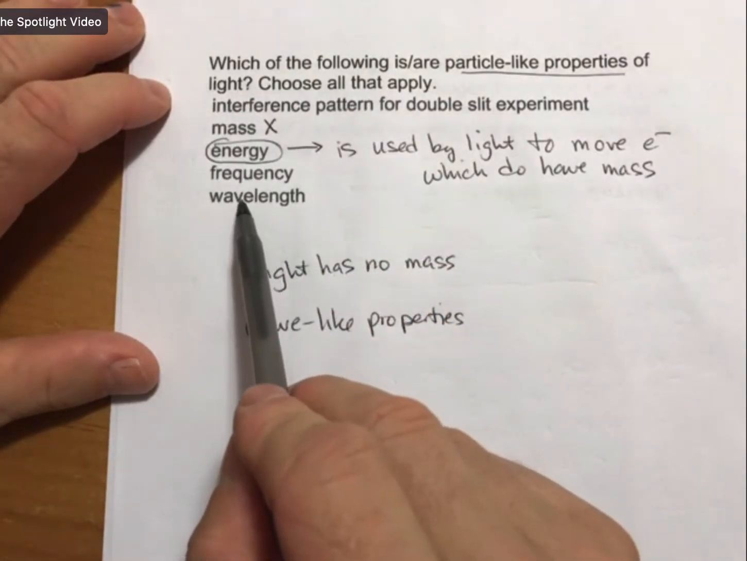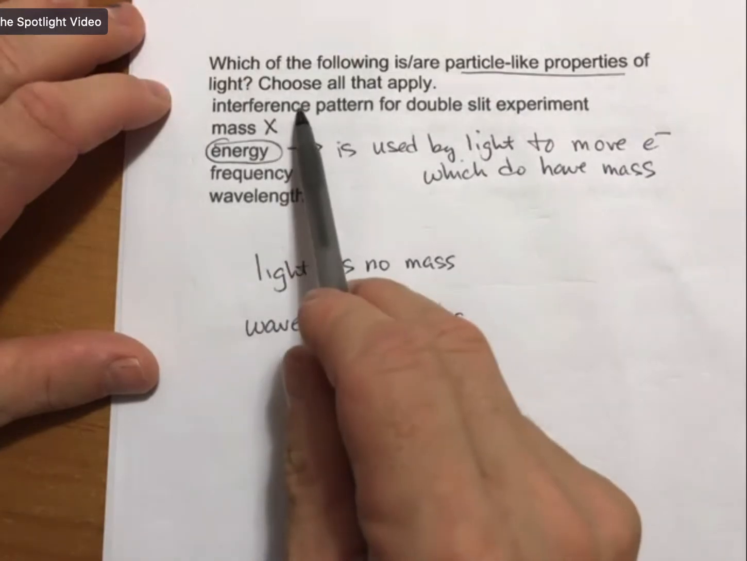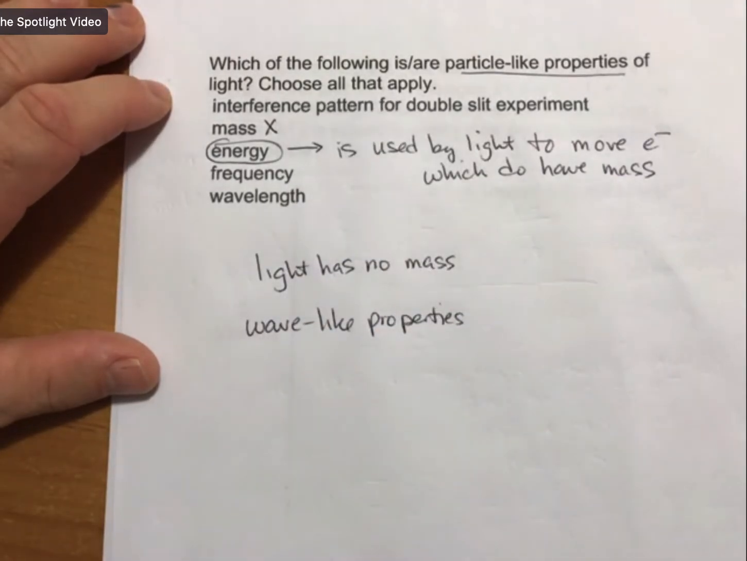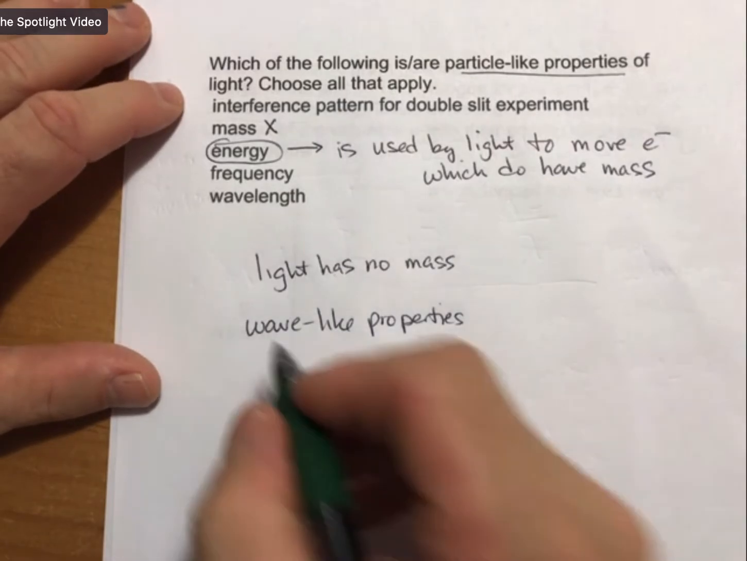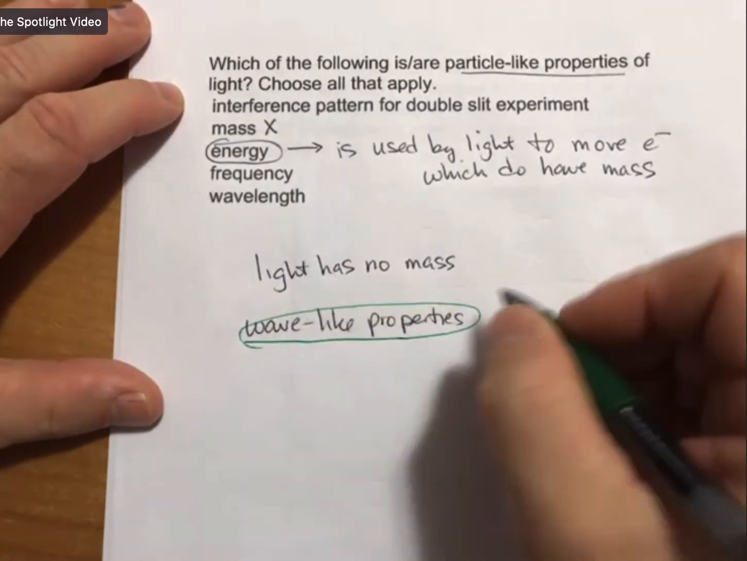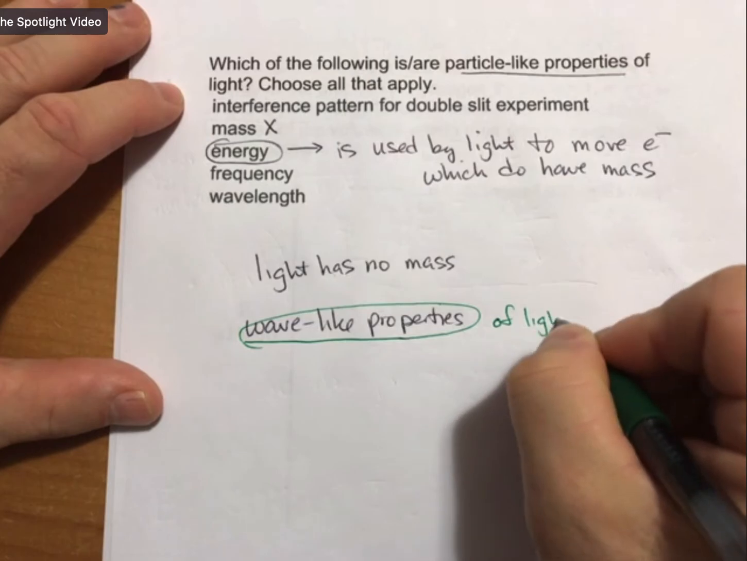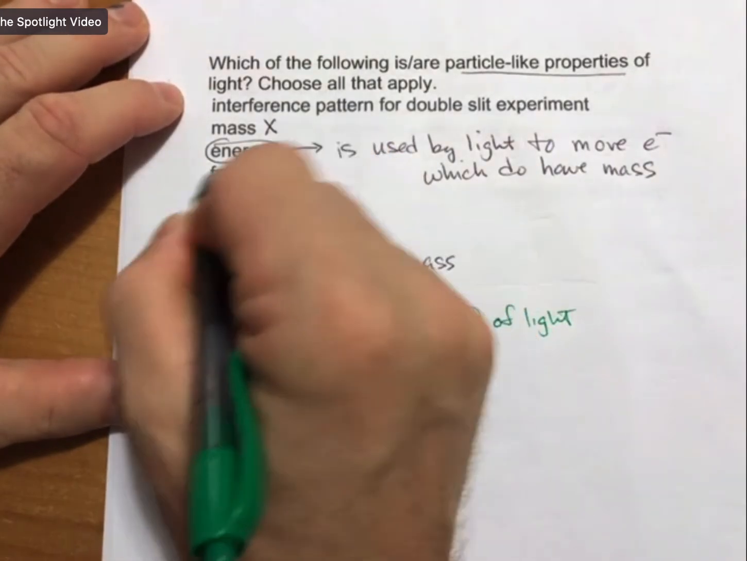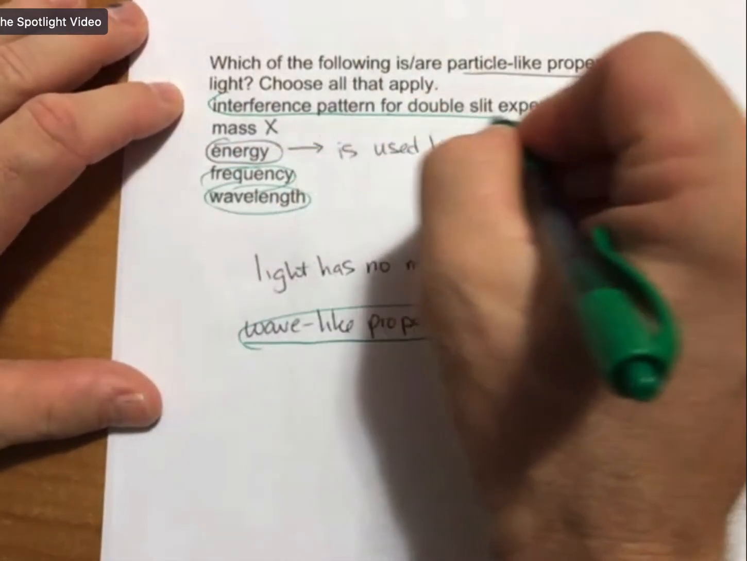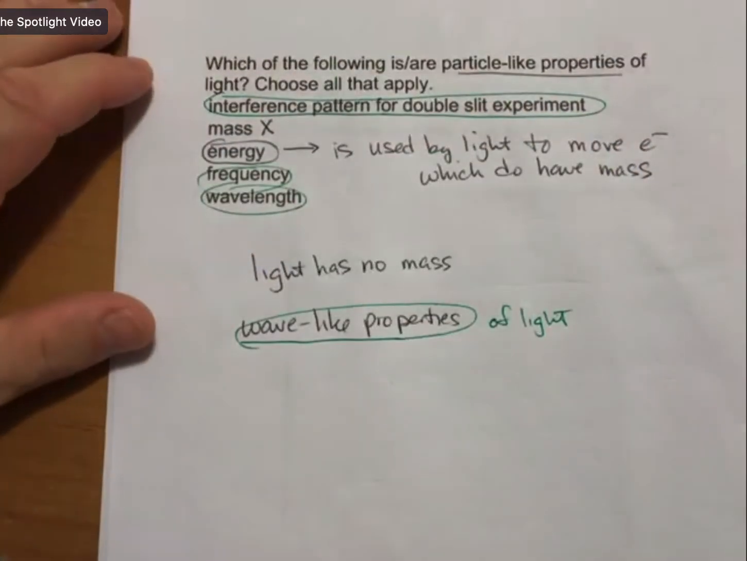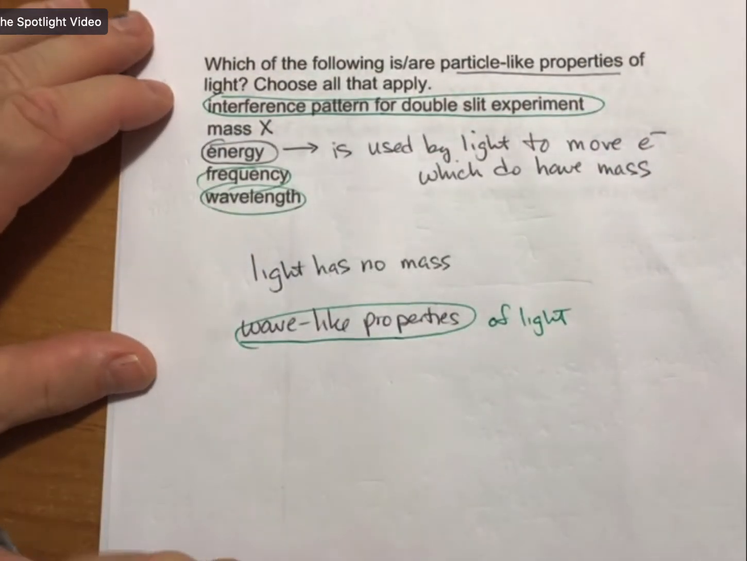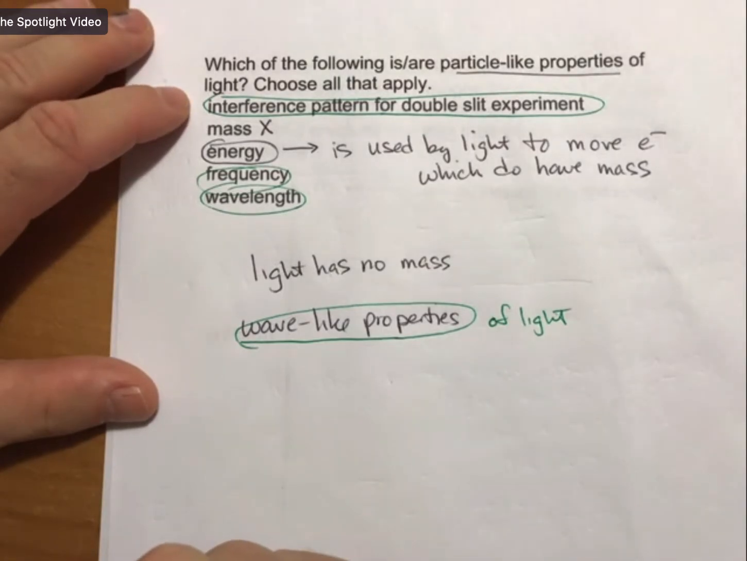Now the other ones, wavelength, frequency, and interference pattern for the double slit experiment, those are all wave-like properties of light, because they're all related to the fact that light is a wave.